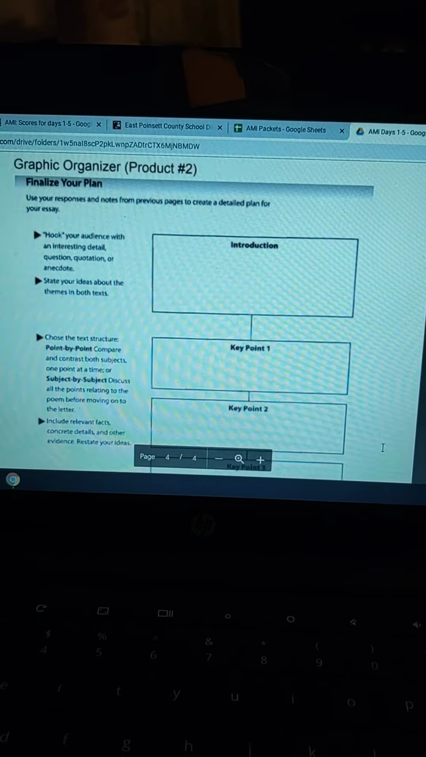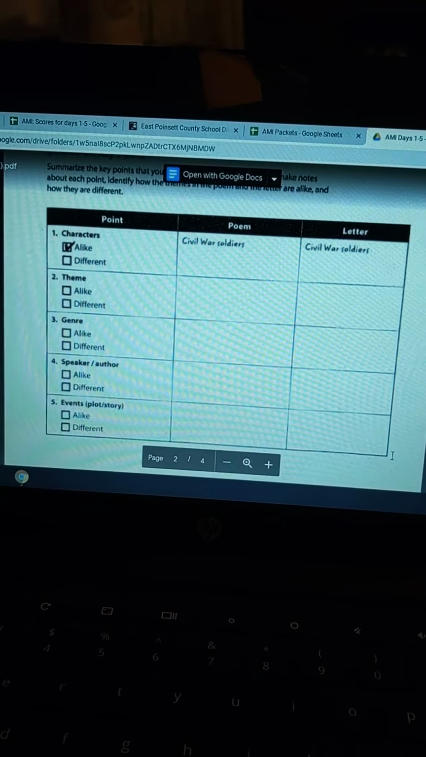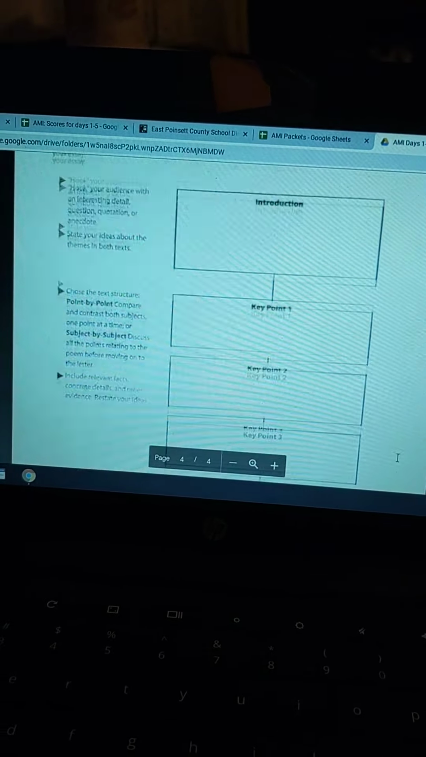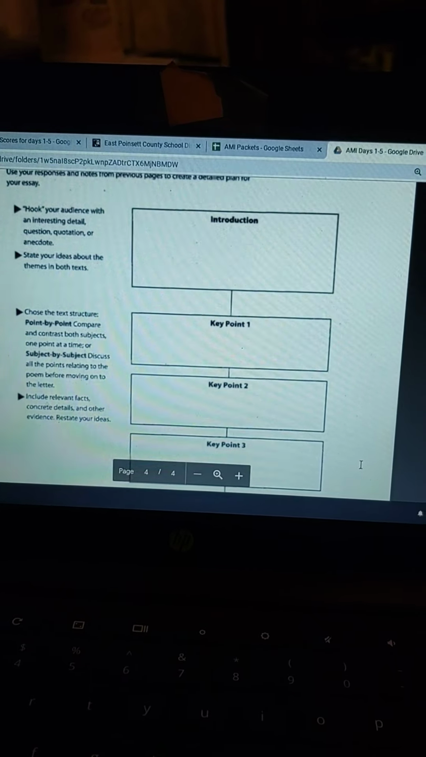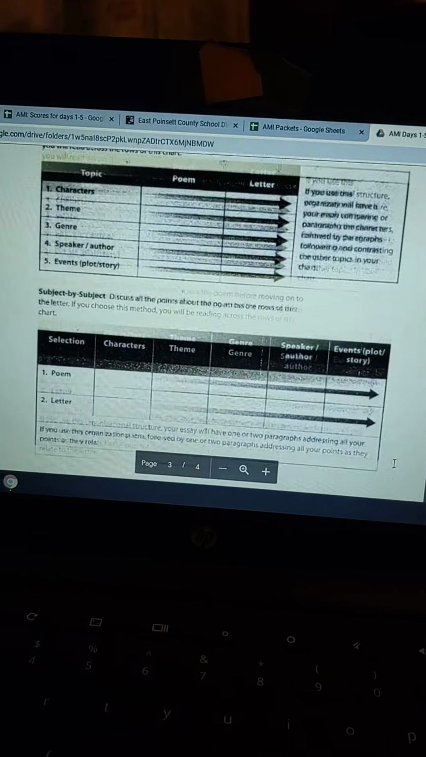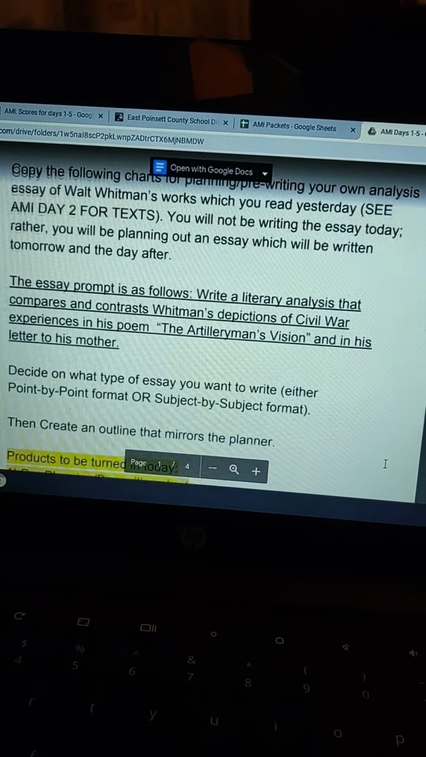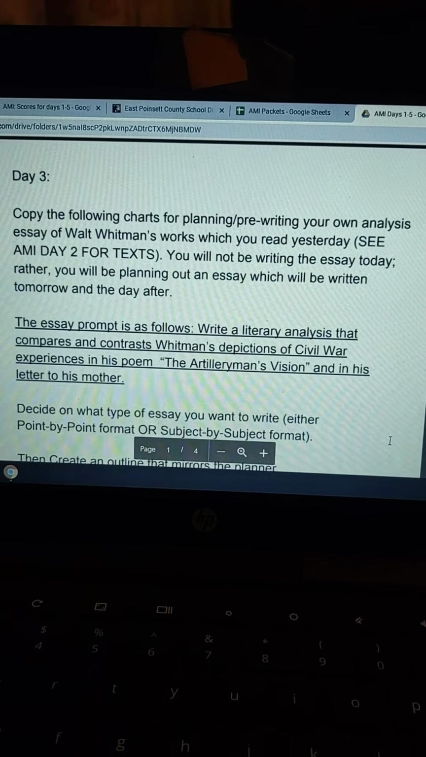Next is your graphic organizer, product number 2. So you will do this, and then you will do this. And that's just going to be an outline or a plan for how you want to do the essay. So think outline, but I just want to know that you got a plan going in. So tomorrow and Friday, spoiler alert, you will be writing this essay and revising it.